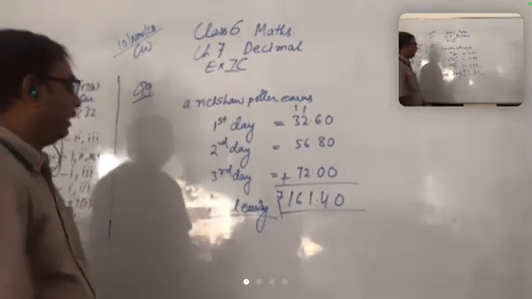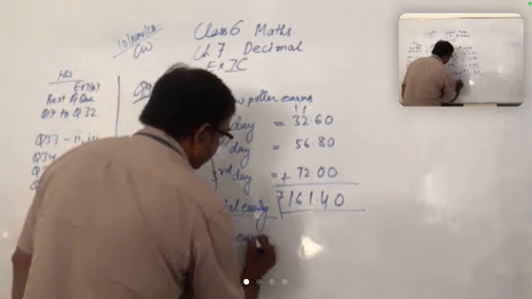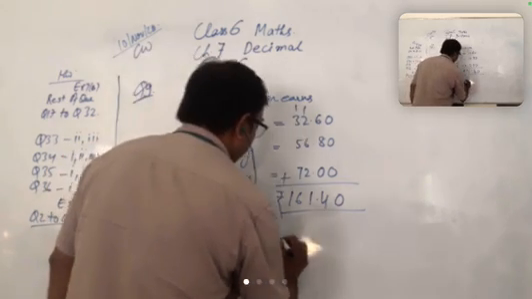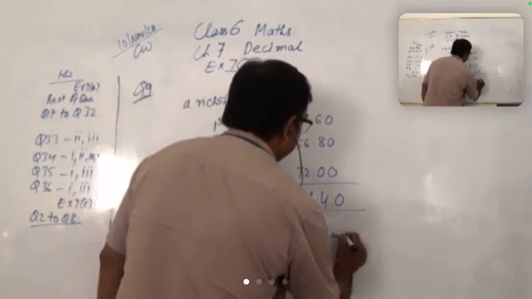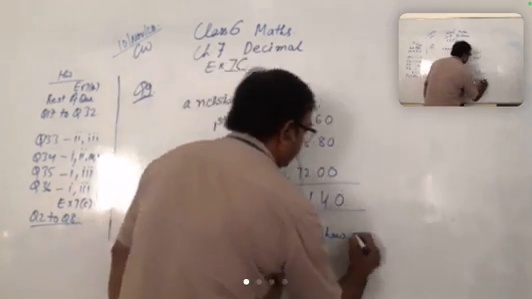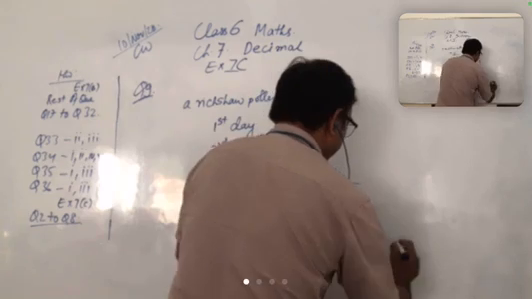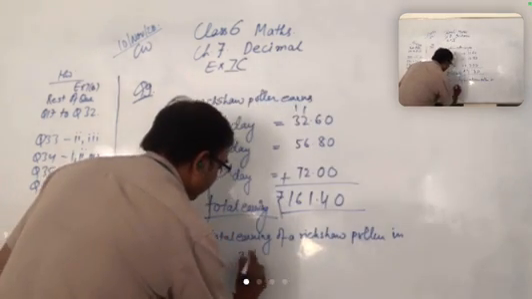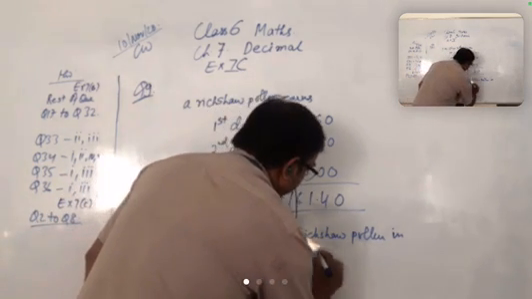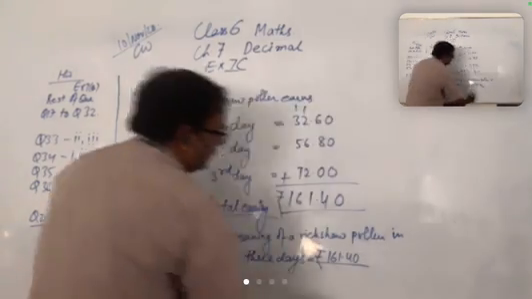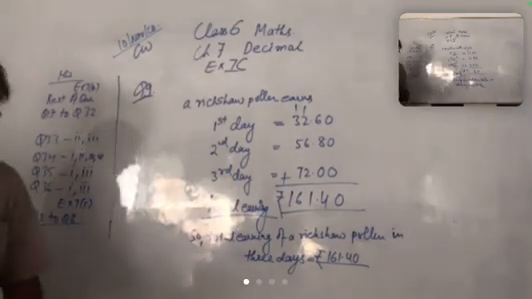Now this is the total earning, or if you want to write, so total earning of a rickshaw puller in 3 days is equal to rupees 161.40. Now it is clear to everyone.